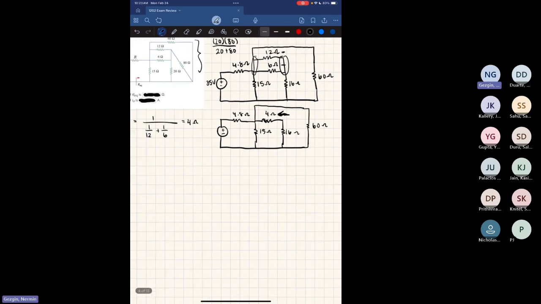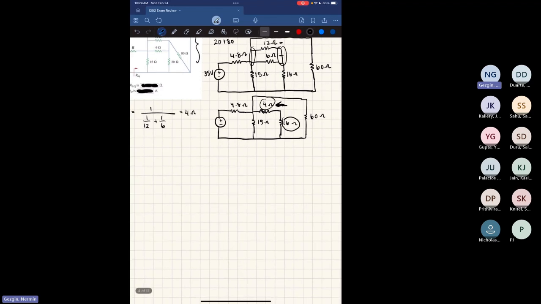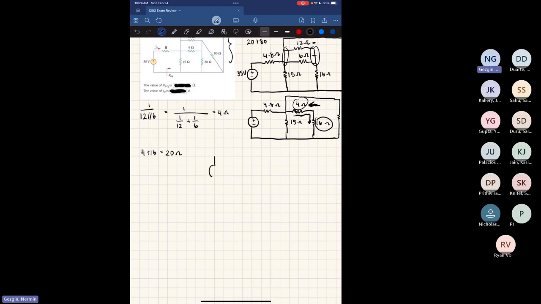Next, we can see that the 4 ohm resistor and the 16 ohm resistor are in series with each other because the current going through here goes directly down like this. So we just add those using basic addition, and we get 20 ohms for that. Again, redrawing, we get the following circuit.